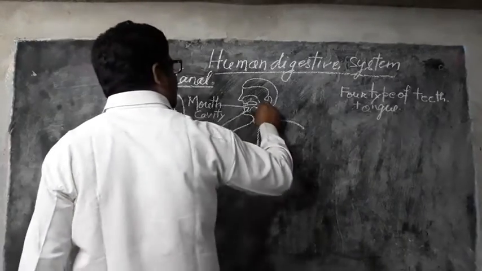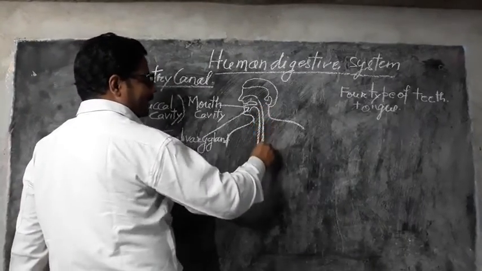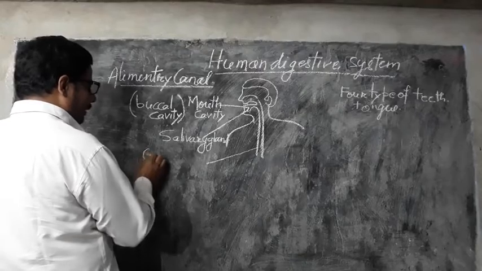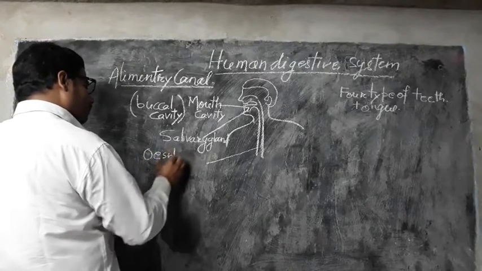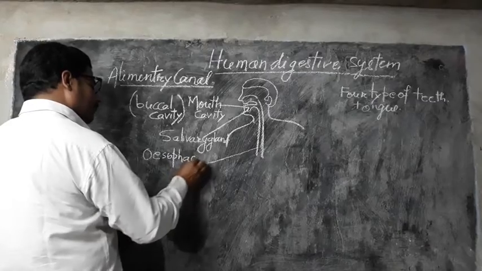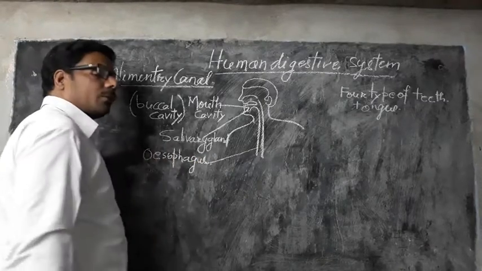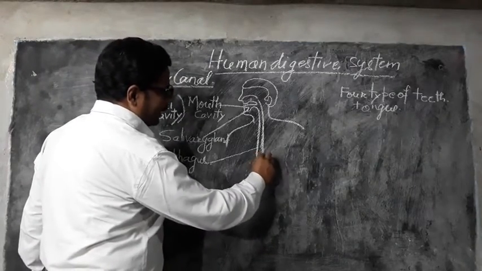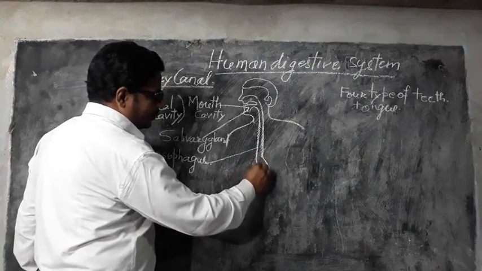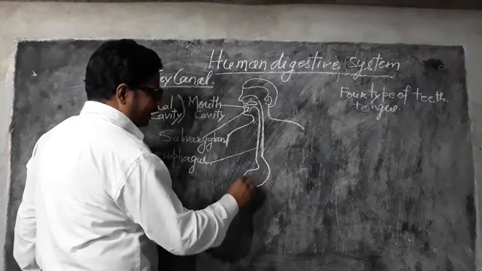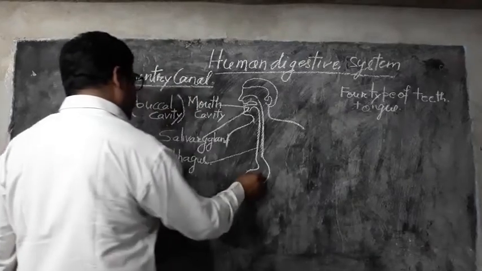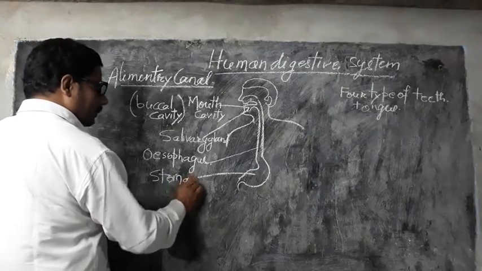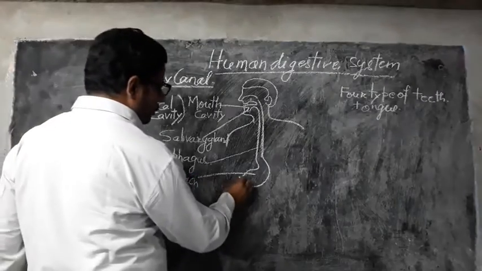Thereafter, it leads to a pipe-like structure. This pipe-like structure is known as the esophagus, or food pipe, as we know. Thereafter, it leads to a bag-like structure. This bag-like structure is known as the stomach.